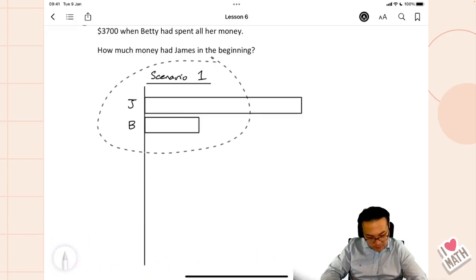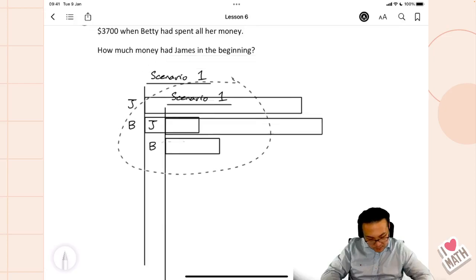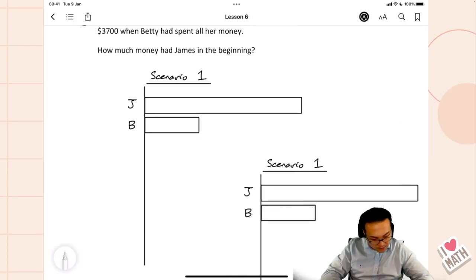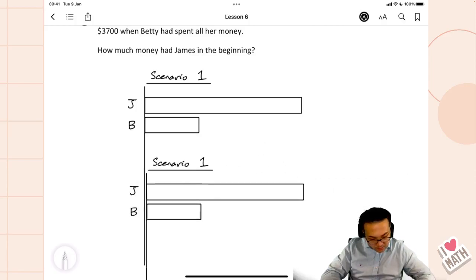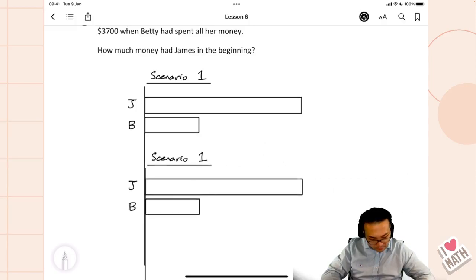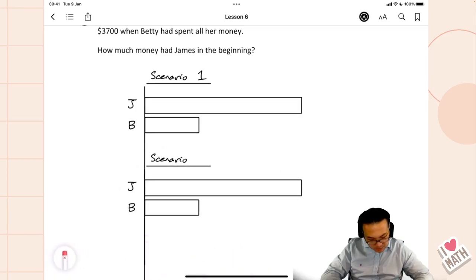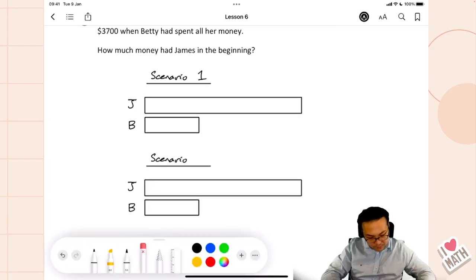Let me duplicate first. Okay, so after I duplicate, just move it. I want to make sure it's all aligned. Okay, done. So I can get rid of this. And I can say that this is scenario number 2.